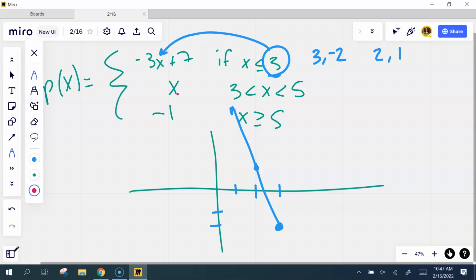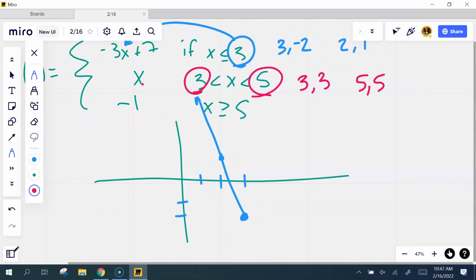And then when it's x, I'm just going to plug in these 2 endpoints, and then those 2 points are going to connect with open dots because there's no line under here. So I have 3, 3, and 5, 5. They're going to come together something like that.